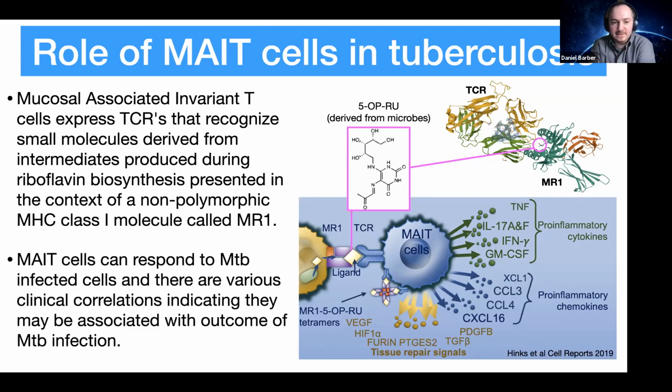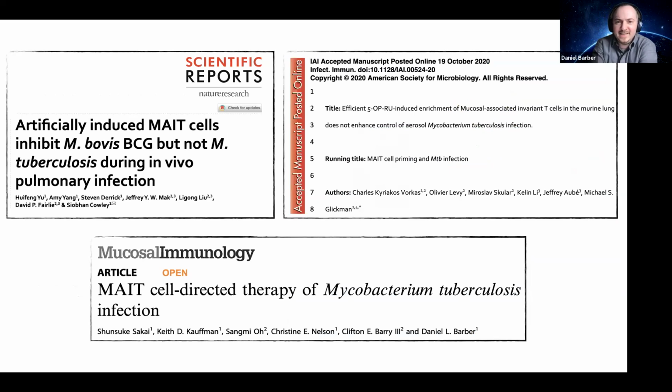And there's a wealth of data, too much to mention here, implicating MAITs as potentially very important in the context of TB infection. Certainly, MAITs can recognize TB infected cells. And there are a number of really important clinical correlations and polymorphisms associated with outcomes of TB. So there hadn't been a lot of data, even though there had been a lot of excitement about MAITs in the field. There really hadn't been a huge amount of data directly addressing them in animal models. And so we were interested in following this up.